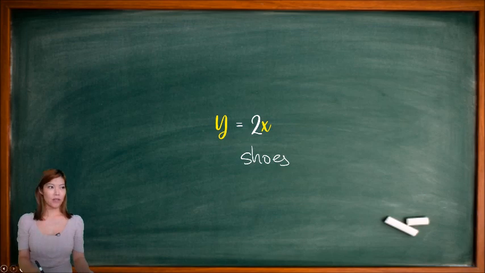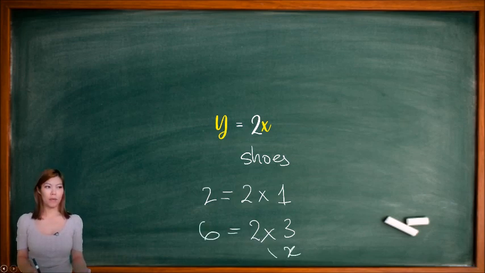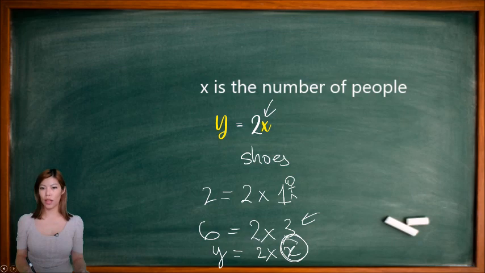And I knew that if I had one person, then I would have two shoes. But if I had, let's say, three people, then I would have 6 shoes. So if I had, I don't know how many people, then I would have, I don't know how many shoes, depending on how many people I have. These are people. So depending, if a number keeps changing, we can represent it with a letter.